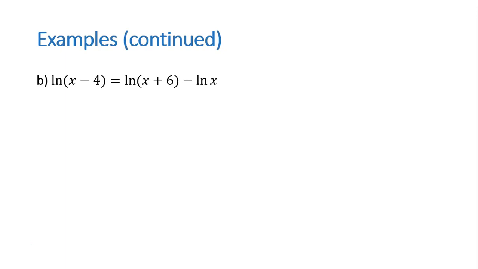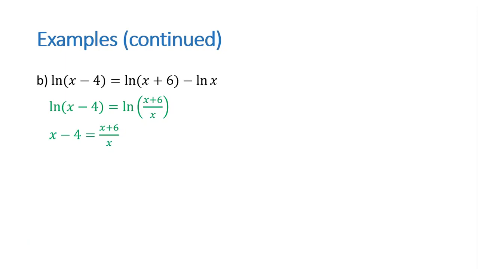Well, we can also use that rule in the opposite direction. So if we have two logarithms that are subtracted, we can combine them back together, and inside the single logarithm is going to be a division. So if we use that quotient rule, we can simplify this to natural log of x minus 4 is equal to natural log of x plus 6 divided by x. So in this case, we now have one logarithm on each side, the bases are the same, so we can set the inputs equal and we can solve.